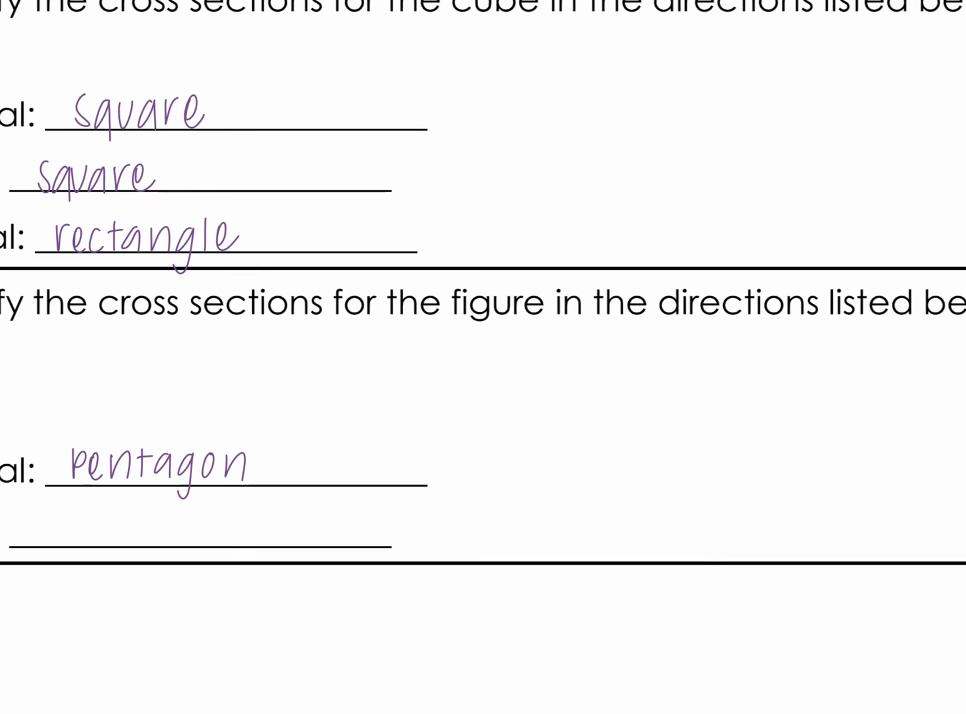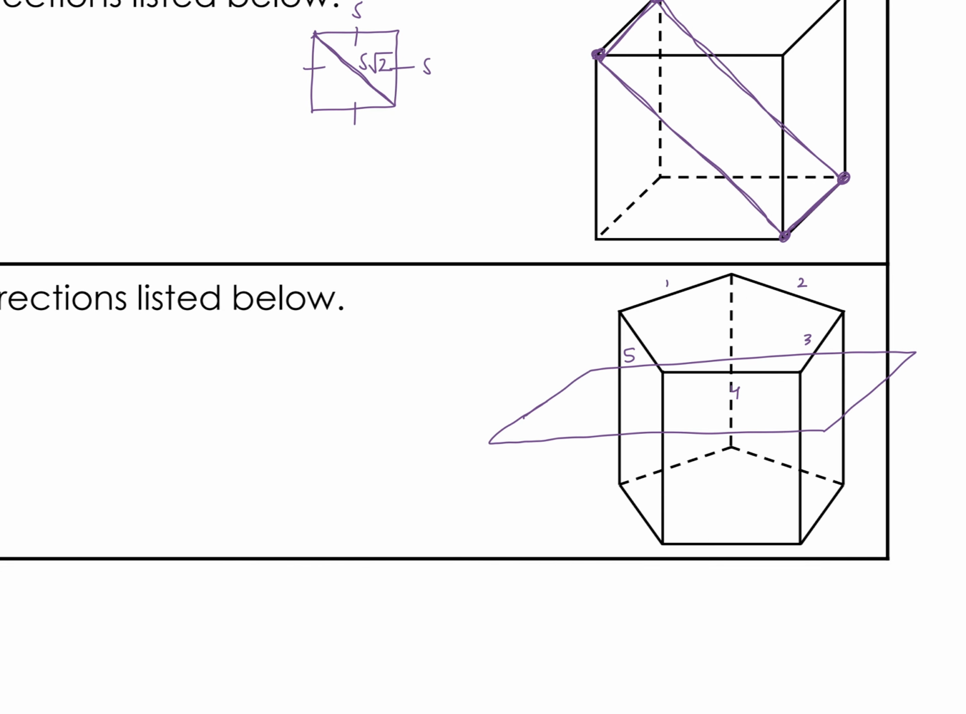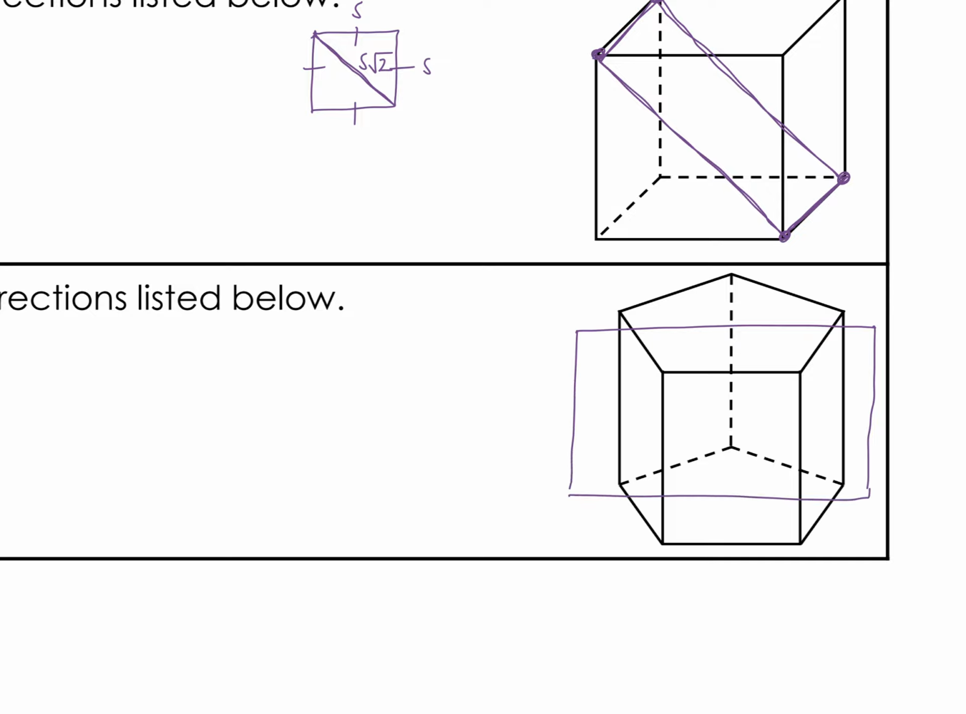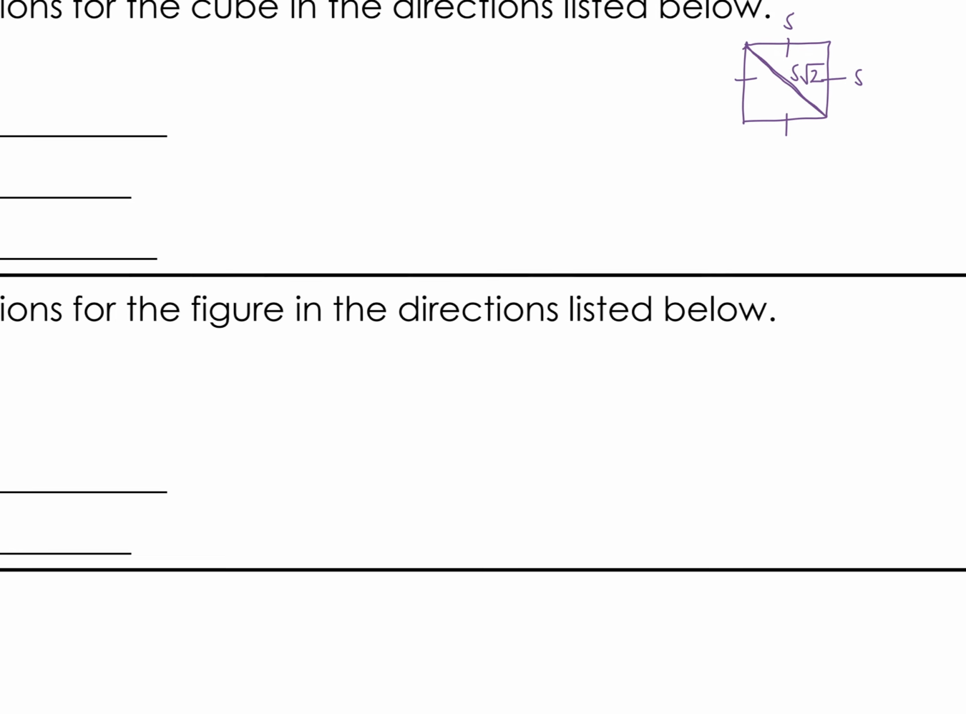And then moving vertically, let me erase one last time. If I were to draw that plane, okay, I can see that running that direction vertically, I'm going to have my rectangles. And so my cross section for the vertical is going to just be a rectangle.